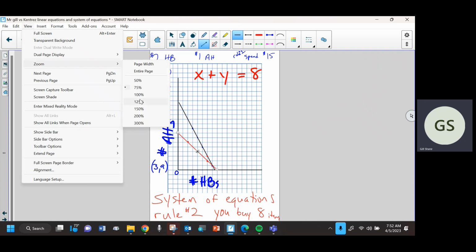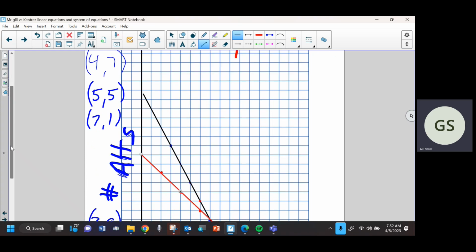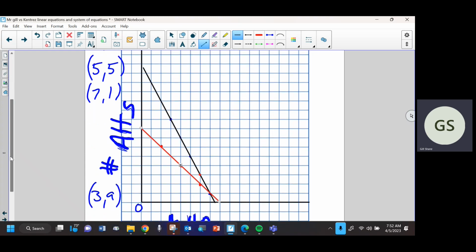Remember, a rule is a requirement. I'm sorry, an equation is a rule. I've graphed both equations as rules. We have to do whatever the rules say. Notice anything about where they cross? It's the ordered pair where they cross. Do you think it's a coincidence that that was our answer?